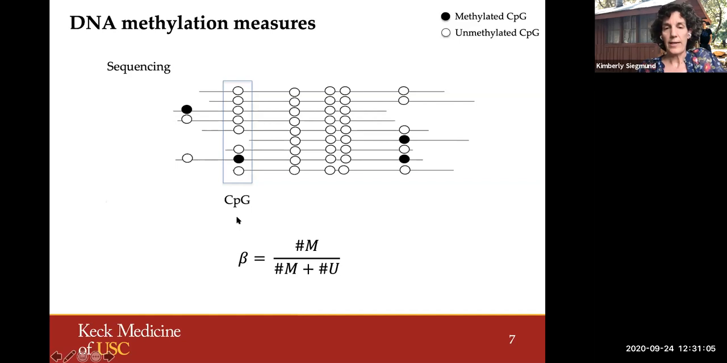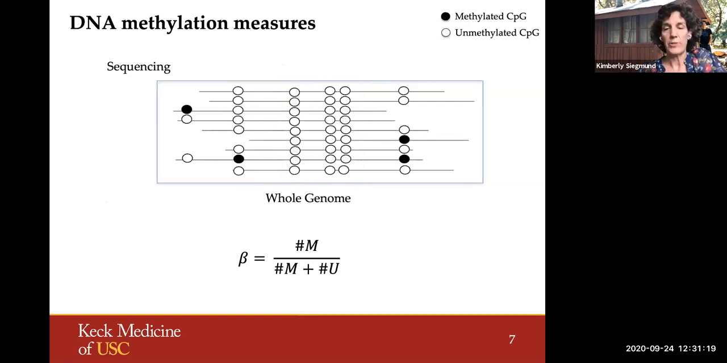So we can measure single sites. We can also talk about looking at regions. If we don't have a lot of reads, we might want to combine over a region just to get a larger number of CGs to get an estimate of that fraction that's more stable. And we can measure it on the whole genome as well.